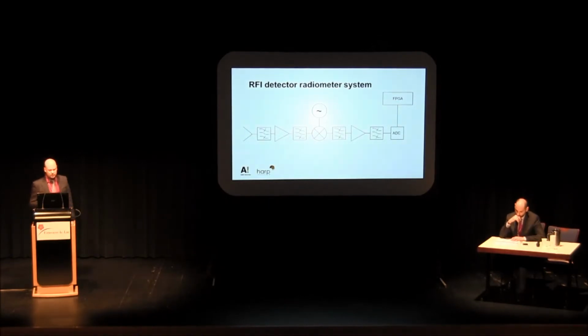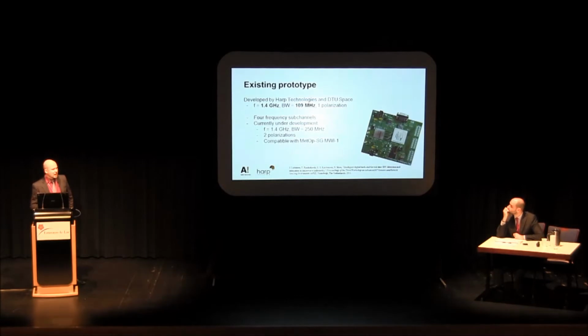So this kind of radio frequency interference detector is just a simple radiometer system, and with current technology you can have quite good filters, amplifiers, and feed everything to an FPGA, where you can analyze your signal, even wavelet-based systems can be used, and select the corrected areas of the signal and mark them down. We actually have already an existing prototype which is developed by Arctic Technologies in Finland, and already this prototype can be fitted into a CubeSat.